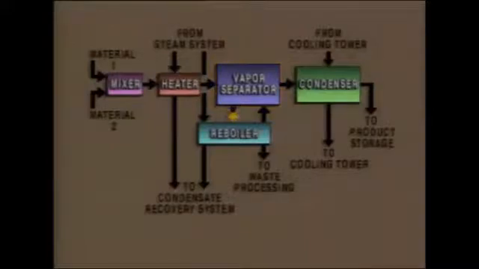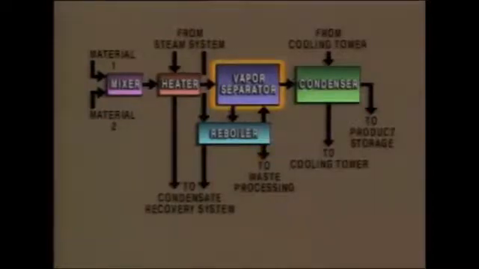This flow path represents liquid in the bottom of the separator that is sent to a reboiler. In the reboiler, part of the liquid is vaporized. The vapor from the reboiler is returned to the vapor separator. The waste product that's not vaporized in the reboiler is sent on to another system for processing.